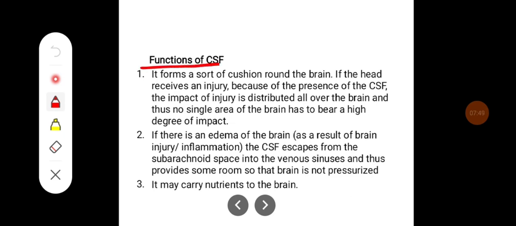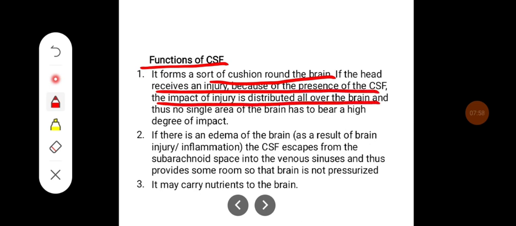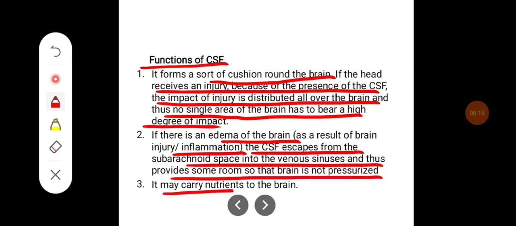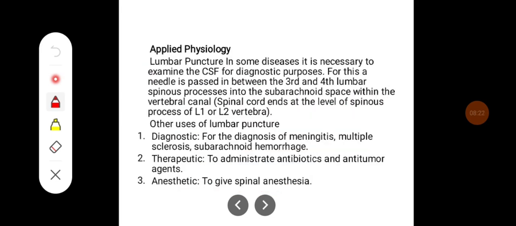Functions of CSF. It forms a sort of cushion around the brain. If the head receives any injury, because of the presence of CSF, the impact of injury is distributed all over the brain, and thus no single area of the brain has to bear a high degree of impact. If there is an edema of the brain as a result of brain injury or inflammation, the CSF escapes from the subarachnoid space into venous sinuses and thus provides some room so that the brain is not pressurized. It may carry nutrients to the brain.